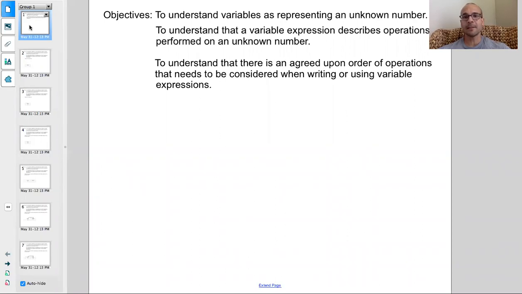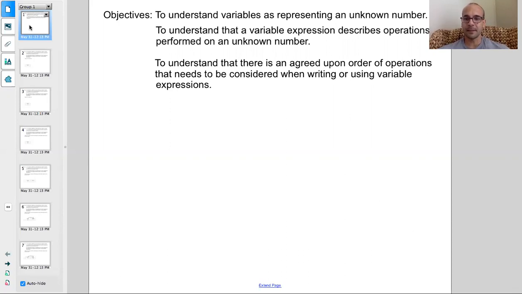The objectives in this one: first, to understand variables as representing an unknown number. That's an easy thing to say, but I think that sometimes it gets lost in the applications. Second, to understand that a variable expression describes operations performed to an unknown number. So maybe some people can get comfortable with the idea, well, okay, X just stands for some number. I'm throwing it out there. I don't know what X is, so I'll say some number X.